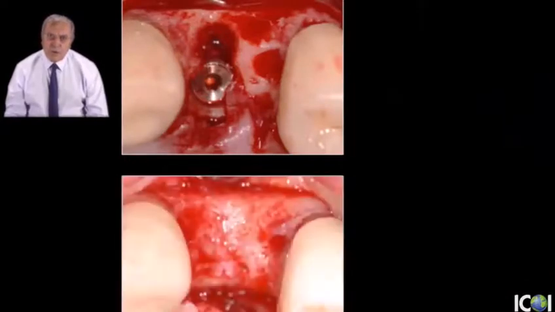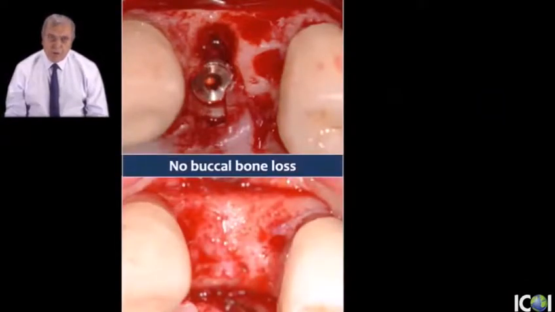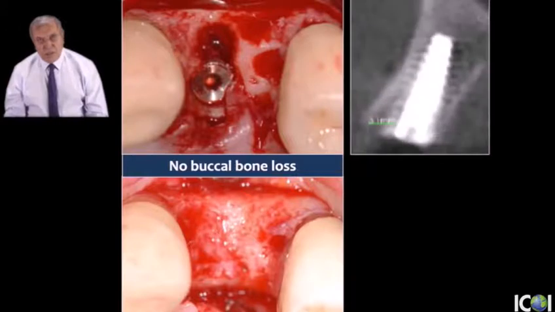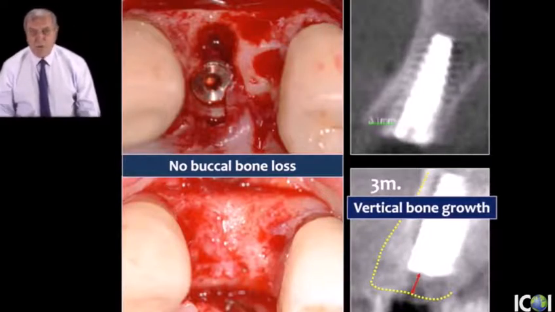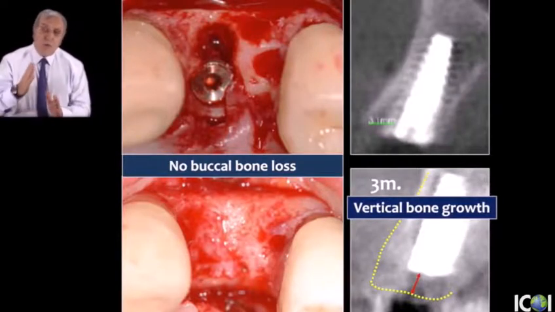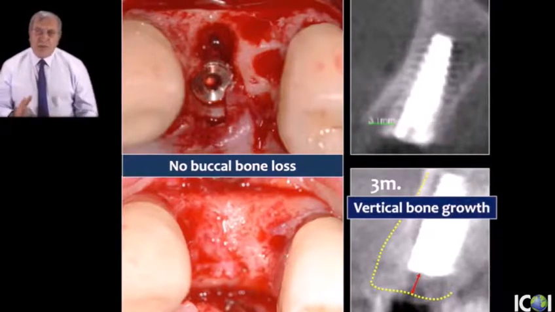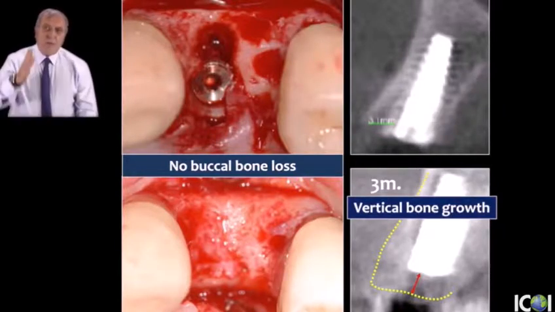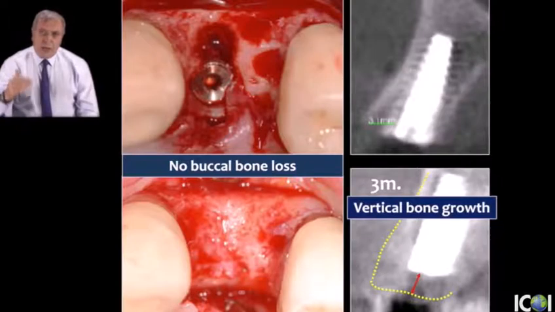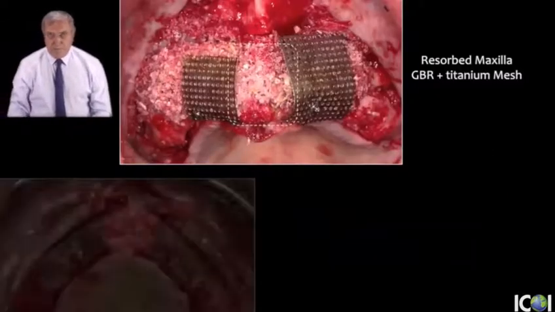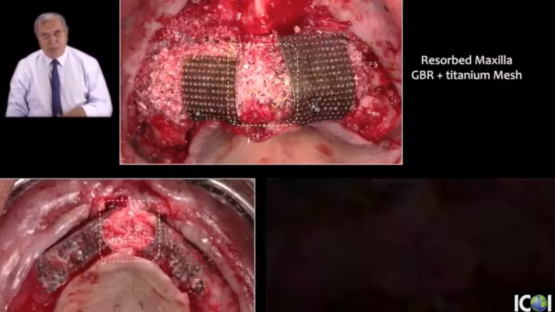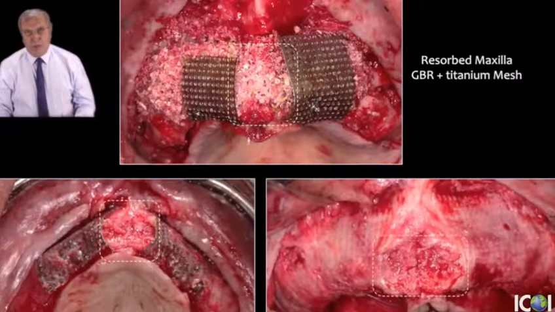At 3 months, you have no buccal bone loss. You can see in the CT that we made a 3 millimeter vertical bone augmentation without any bone graft. Why? Because when you do the suture, you advance the periosteum coronally, and then the periosteum is at an upper level. And then the bone can grow vertically because the periosteum is higher. The gum presses permanently on the bone.